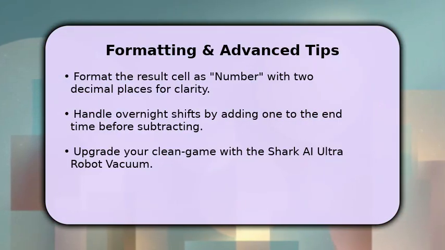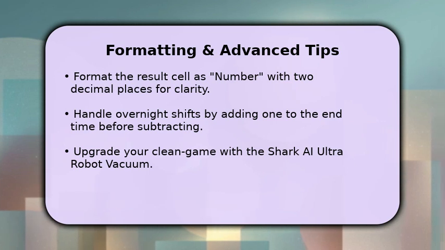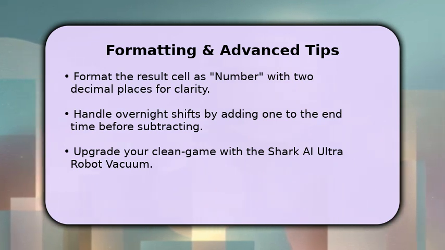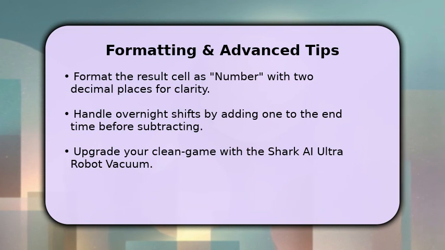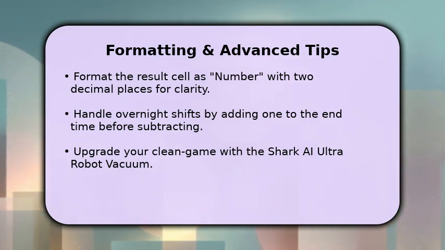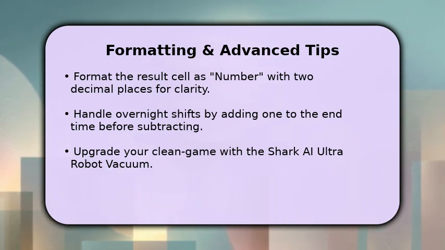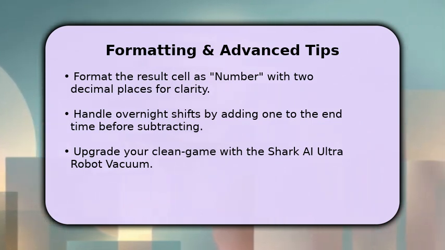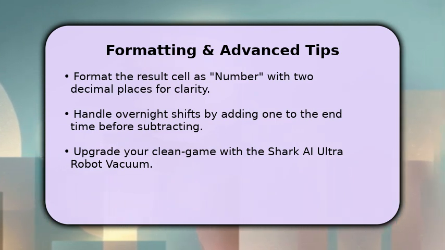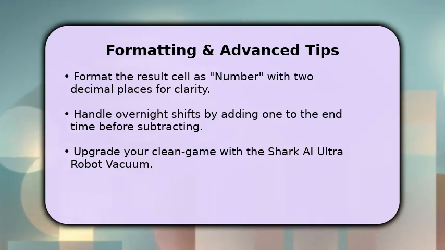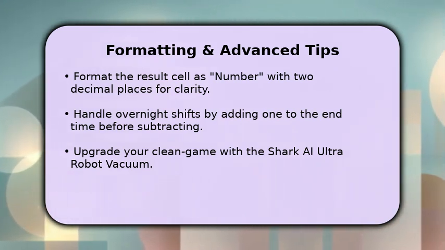For clear presentation, format your total hours cell as a number with 2 decimal places. This makes it easy to read, for example, 8.50 hours. If you're dealing with overnight shifts where the end time is numerically smaller than the start time, adjust your formula. Add 1 to the end time before subtracting the start time, like =(B2+1-A2)*24. This ensures correct calculations across midnight.